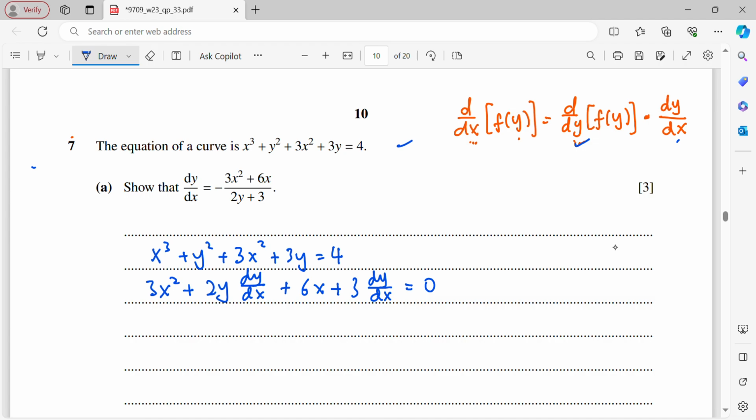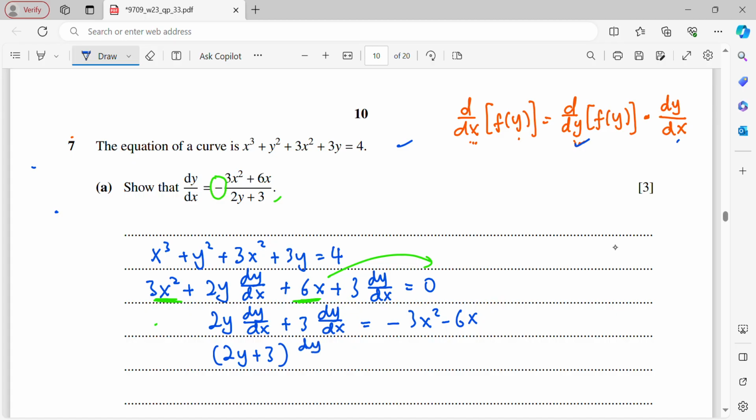Then from here, I will group the terms with dy/dx, which means 2y dy/dx plus 3 dy/dx. The 3x squared and this 6x will be moved to the other side, so you see there's a negative here. So I get equals negative 3x squared minus 6x. Then I will factorize the dy/dx: (2y plus 3) times dy/dx. For the right side I will factorize a negative, giving 3x squared plus 6x.